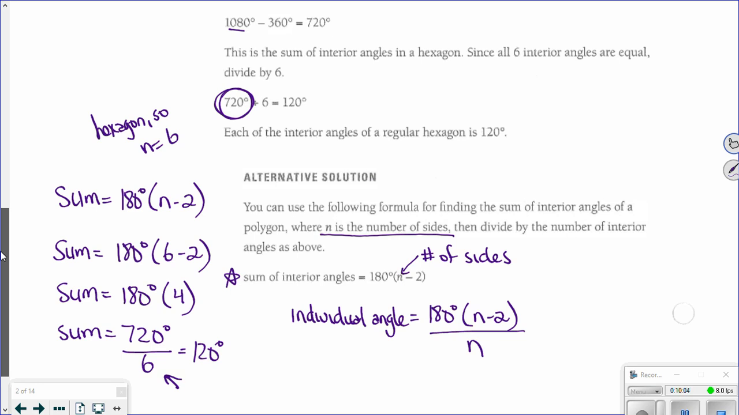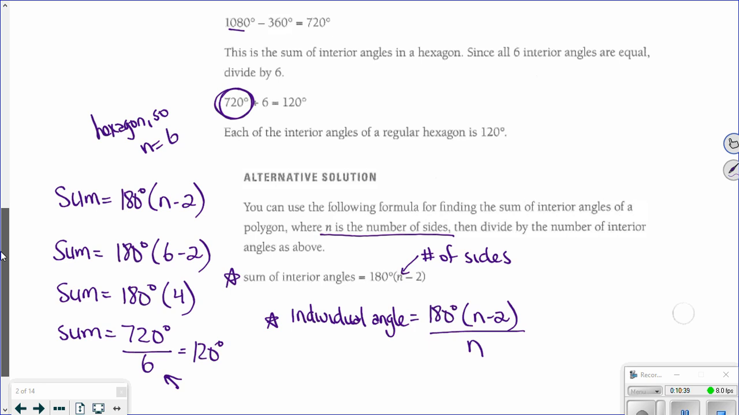So if you want to do it all as one formula, instead of having to think about what you do next with the sum, you can use your sum to find all of them added up together, or you can use this individual angle formula in order to find the size of one specific angle. Keep in mind though, in both of these formulas, it has to be a regular polygon. If it's not, they don't work. You cannot use them. Okay, so these are your two formulas. You're going to work with them lots. They'll both be given to you on a formula sheet for your test.